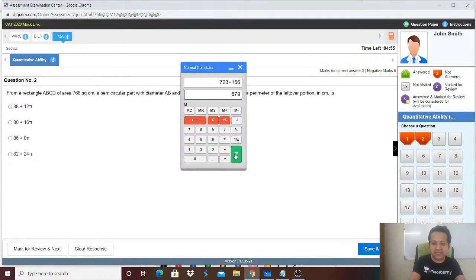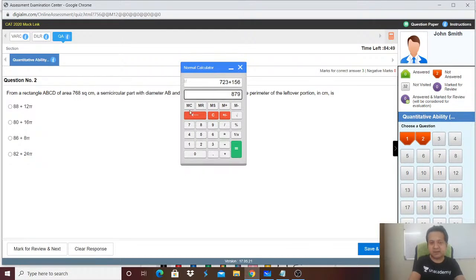What is MC? MC is memory clear. So if I click on MC, what will happen? Your memory is clear. Nothing is saved in the memory of the calculator. Now let's say you have decided to move from question 2 to question 3, and you do not want your calculator to save any prior data, right? So you can just make sure that you click on MC.